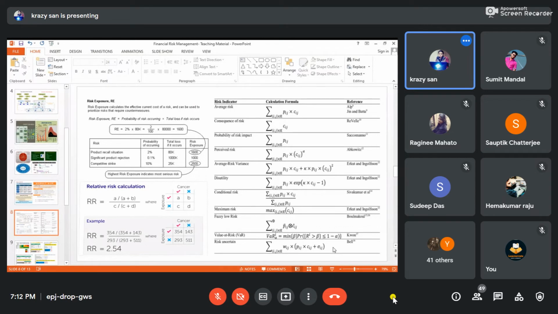Probability is assumed in percentage, but the total loss always comes with a currency value, that is 80k, 1000k, 25k. So how was risk exposure calculated? RE equals probability of risk times total loss. In the first one, we assumed 2% risk, and the total loss was 80k, so 2% of 80k came out to be 1600. For significant product rejection, we can do 0.1% of 1000k, and the answer will come up. And for competitive strike, 10% of 25k is 2500.